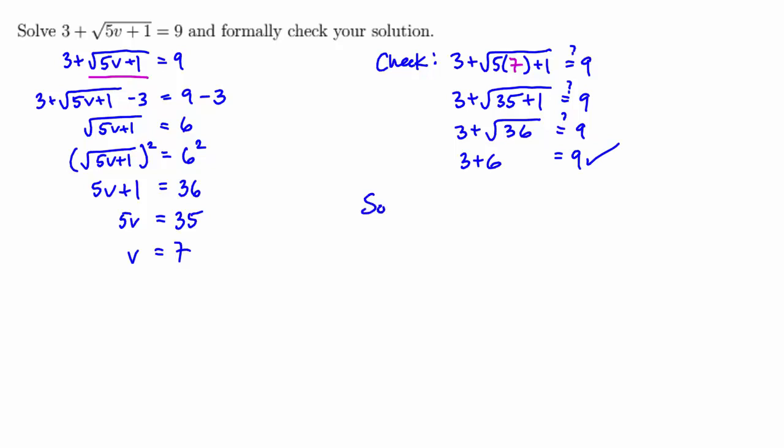So now I can state that solution set. The proposed solution was 7, and it checked. So I'll write that my solution set contains the number 7, and I write that with a 7 between 2 curly braces.